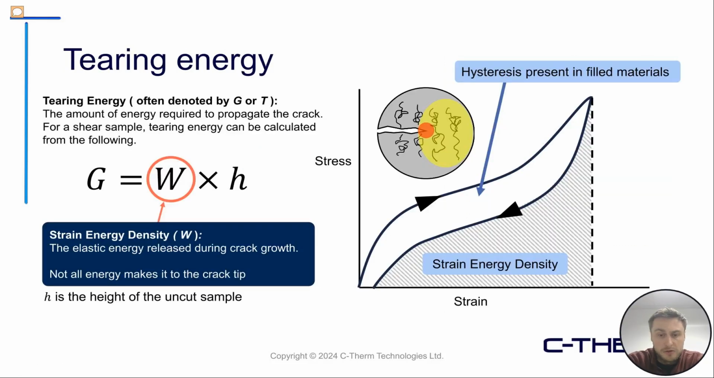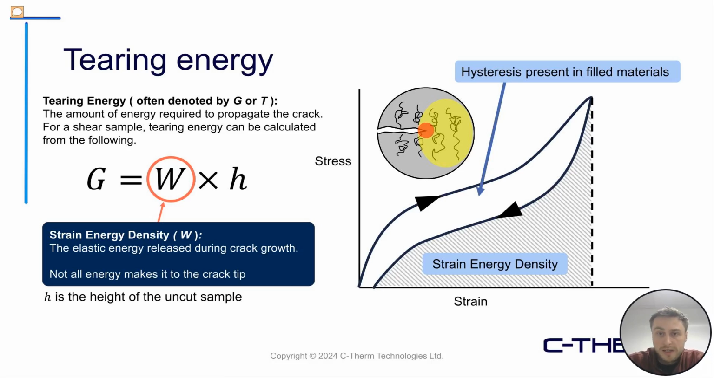And just to kind of touch on the tearing energy, which is the x-axis for that plot I showed earlier, it's often denoted as G or T. It's the amount of energy required to propagate the crack. For a shear sample, which the Metravib DMA uses, and following ISO 27727, the tearing energy for that type of sample can be calculated from the following equation, where H is the height of the uncut sample, and W is the strain energy density. And this is the elastic energy released during the crack growth. And like I mentioned earlier in the previous slide there, not all that energy makes it to the crack tip, and that's due to that hysteresis effect of the material.